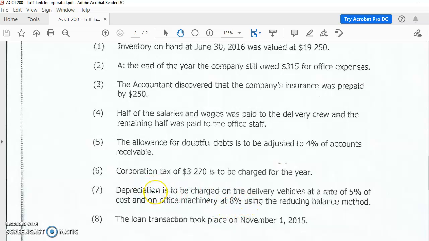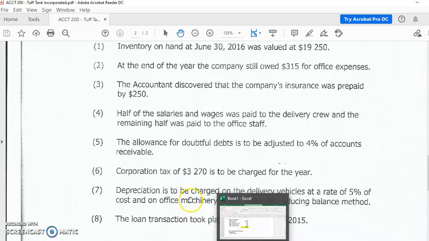Remember that if the company plans to change their method of depreciation, they should also state why they are doing it in a note to the financial statements. But remember, the principle or the concept of consistency must be applied when we are preparing these financial statements. So it is 8% on the reducing balance.